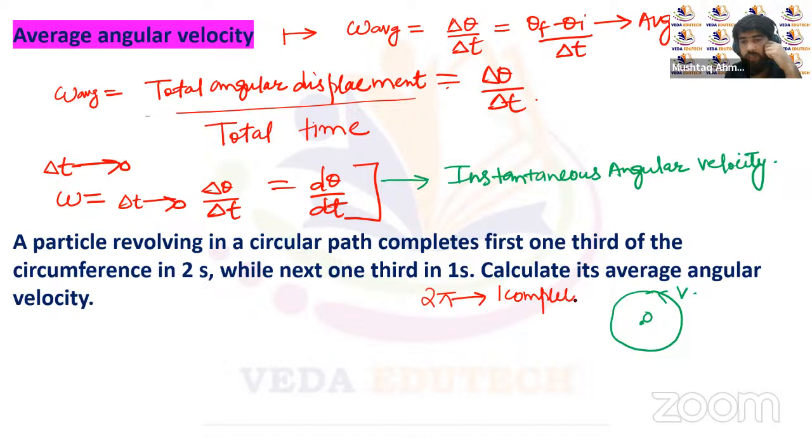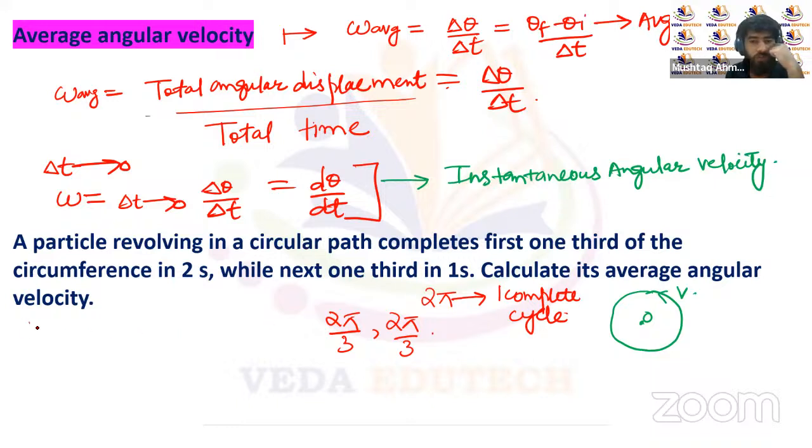In one complete cycle, the angular displacement of the particle is 2 pi. So in 1/3 of the cycle, the angular displacement will be 2 pi by 3. In another 1/3, the displacement will once again be 2 pi by 3. The question says that the first 1/3 of the circumference is traveled in 2 seconds and the next 1/3 in 1 second. Calculate its angular velocity.